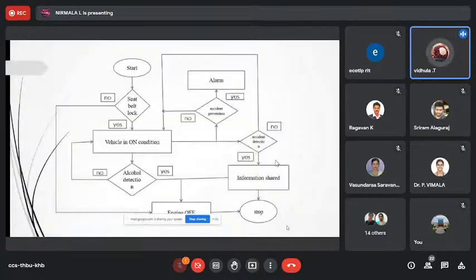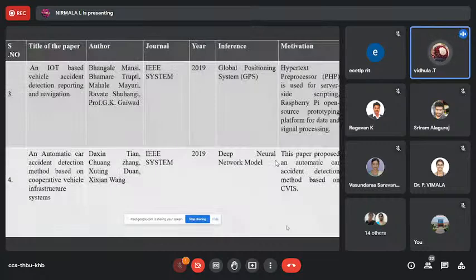The next paper is an automatic car accident detection method based on the cooperative vehicle infrastructure systems. In this paper, we refer to a deep neural network method and how it works in the automatic car accident detection methods on CVIS. CVIS means a cardiovascular information system. It has become a default descriptor for what is unfortunately or rapidly changing in the technology.